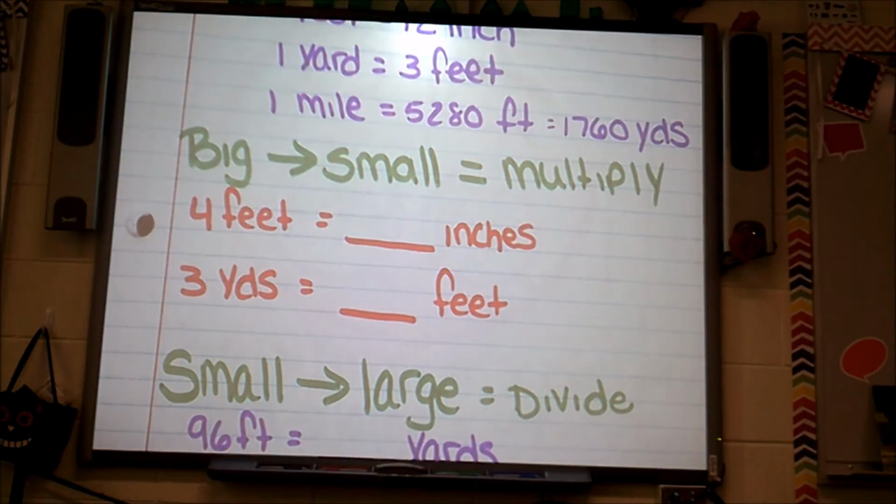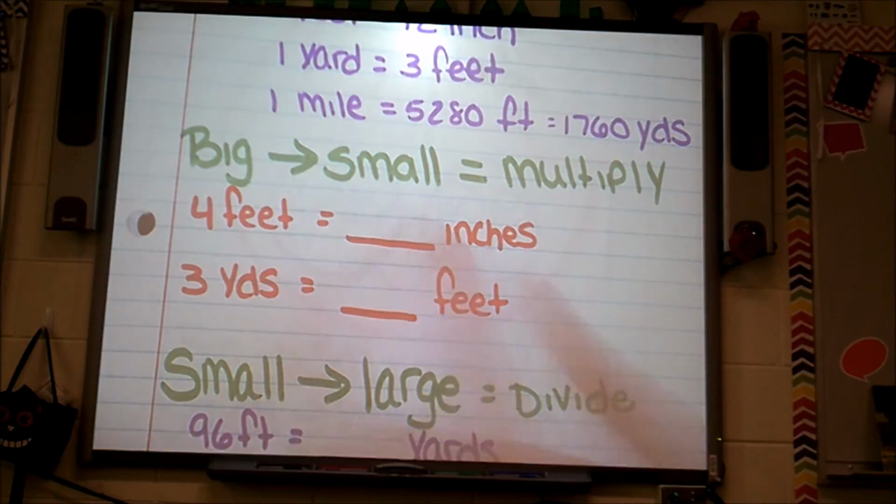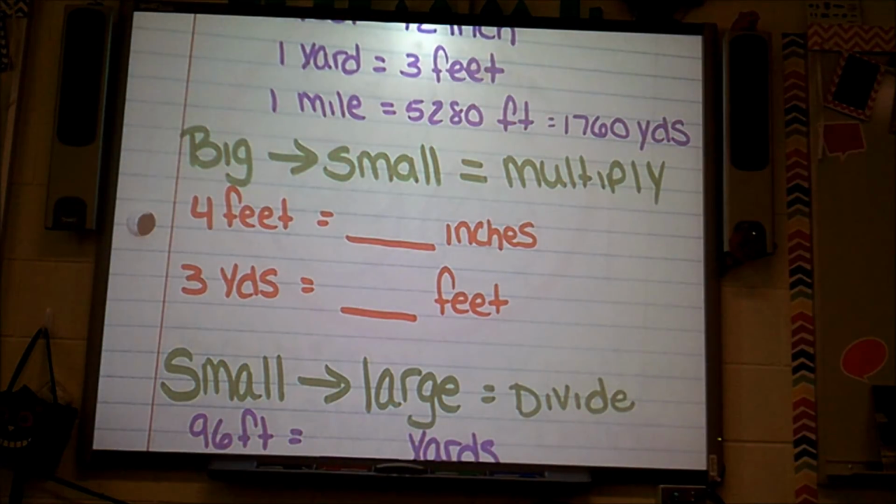So to give you an example of what I mean by this, we're going to start with our big to small. I have 4 feet as my first one, and I want to convert my 4 feet into inches. I want to know how many inches are in 4 feet. So in order to do that, I sing my song, big to small we multiply, small to large divide. And I can see that a foot is much larger than an inch. So because I'm going big to small, I multiply.